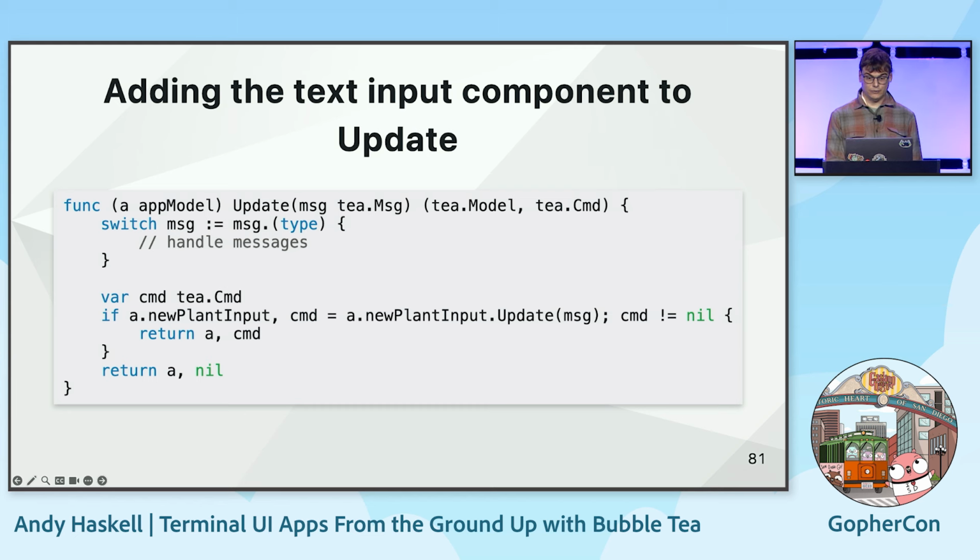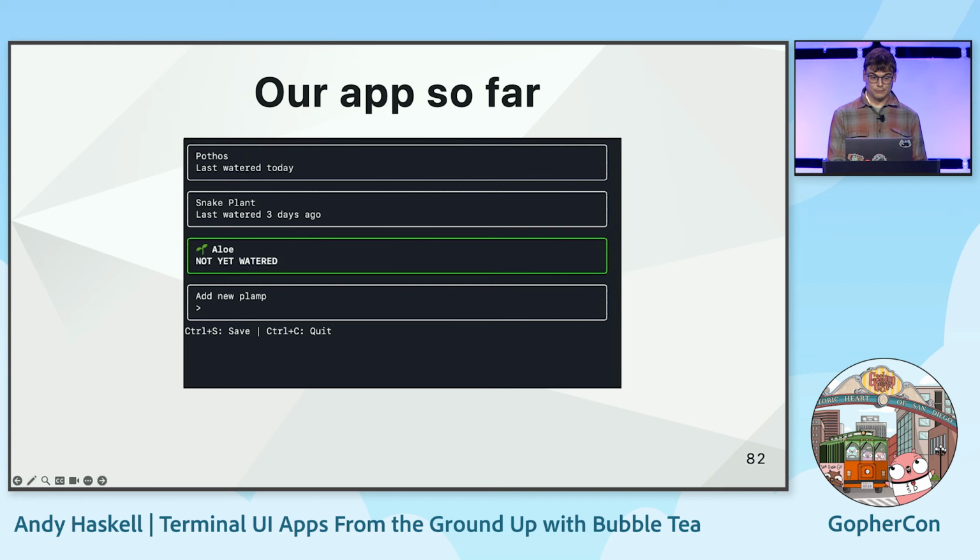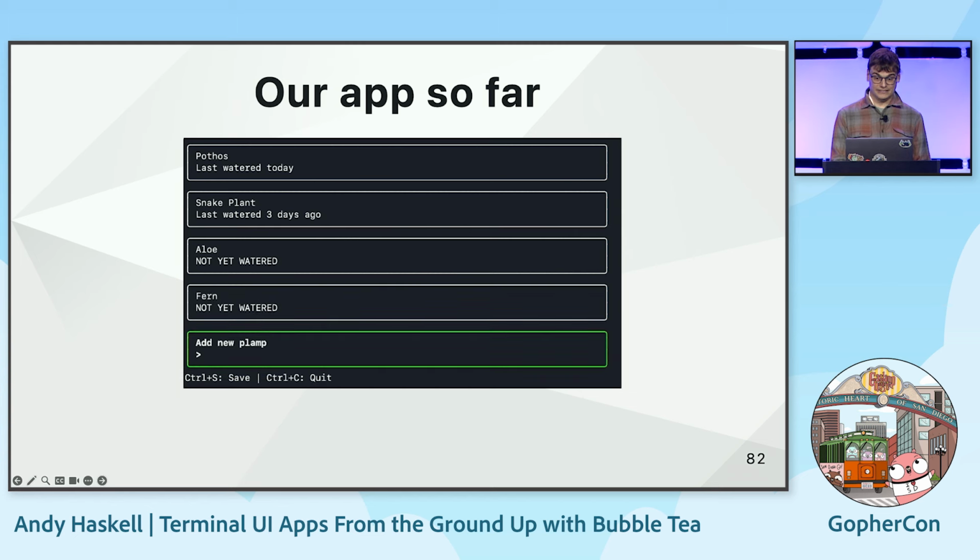And notice, by the way, that we didn't wrap a.newplantinput.update in any sort of if statement around focus state. The reason for that is the update method of a text input component only actually processes the message if the component itself is focused. That's why the focus and blur methods are so significant in Bubbles. So now if we compile the code, what we get is a UI where we have multiple components and users can add in a plant, I'm adding in a fern in this GIF here.